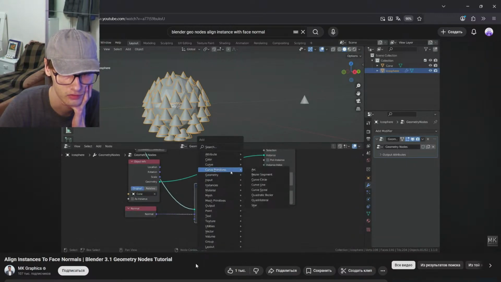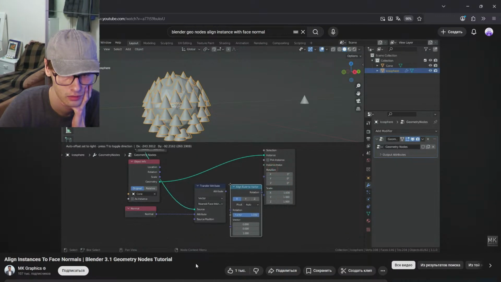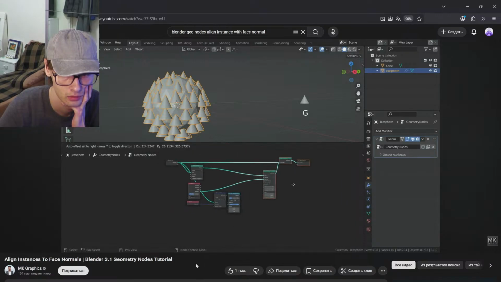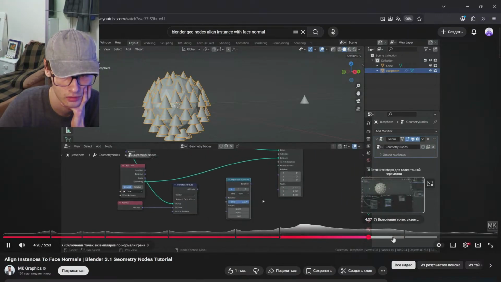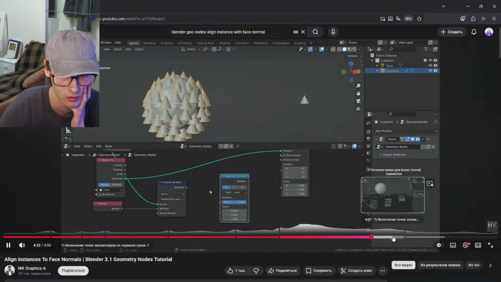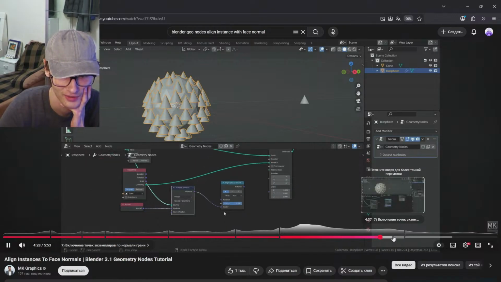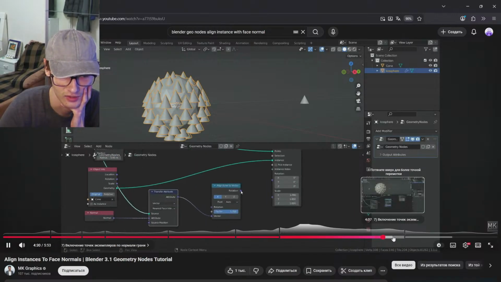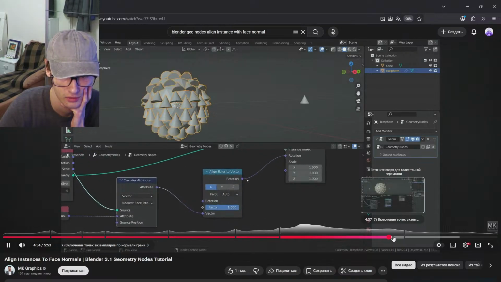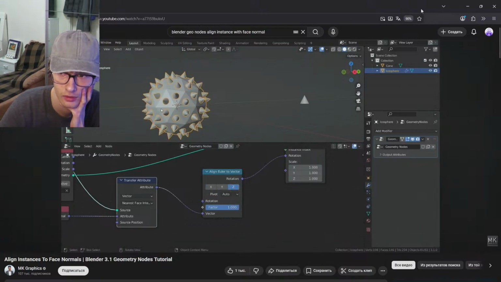Align Euler to vector. That might be the node I need. Come on. Plug the attribute node to vector node. And rotation node to rotation. This guy can't drag things together properly. Also, align the local z-axis with the... Okay. There we go.